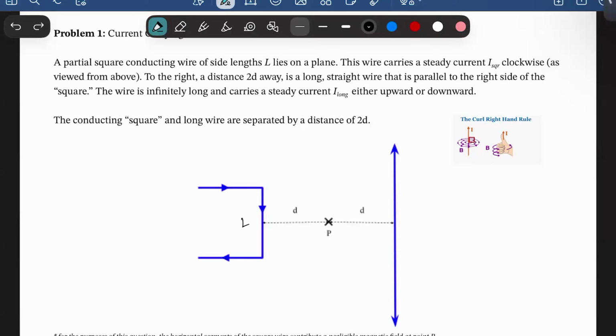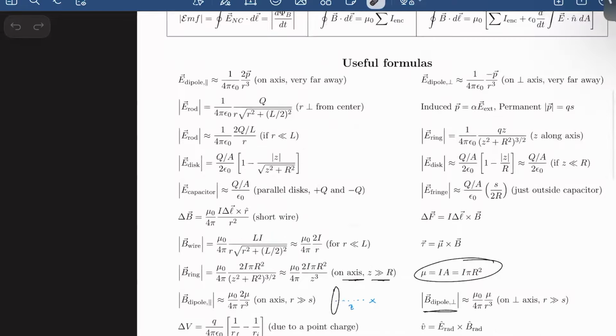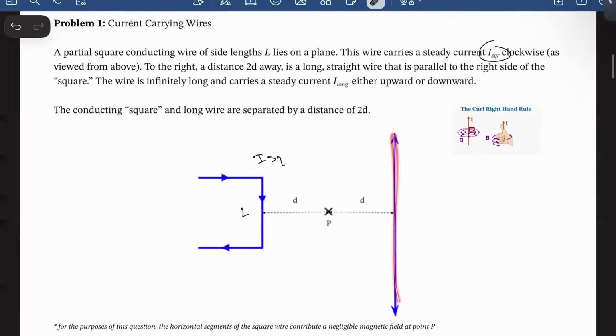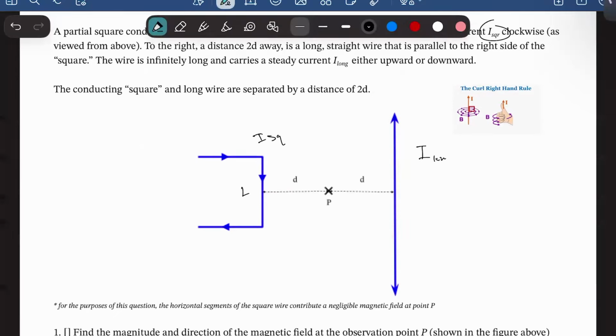This wire carries a steady current I squared, and the distance 2D away is this long straight wire. Long straight wire means it's essentially infinitely long. So when we do refer to the formula sheet later, we're gonna know what type of wire to use. So it's not gonna be a short wire, right? It's going to be a long wire, which means R, the observation distance or the relative position vector, its length is much shorter than the length of the wire, which is true here because we have a long wire. That's what that means.